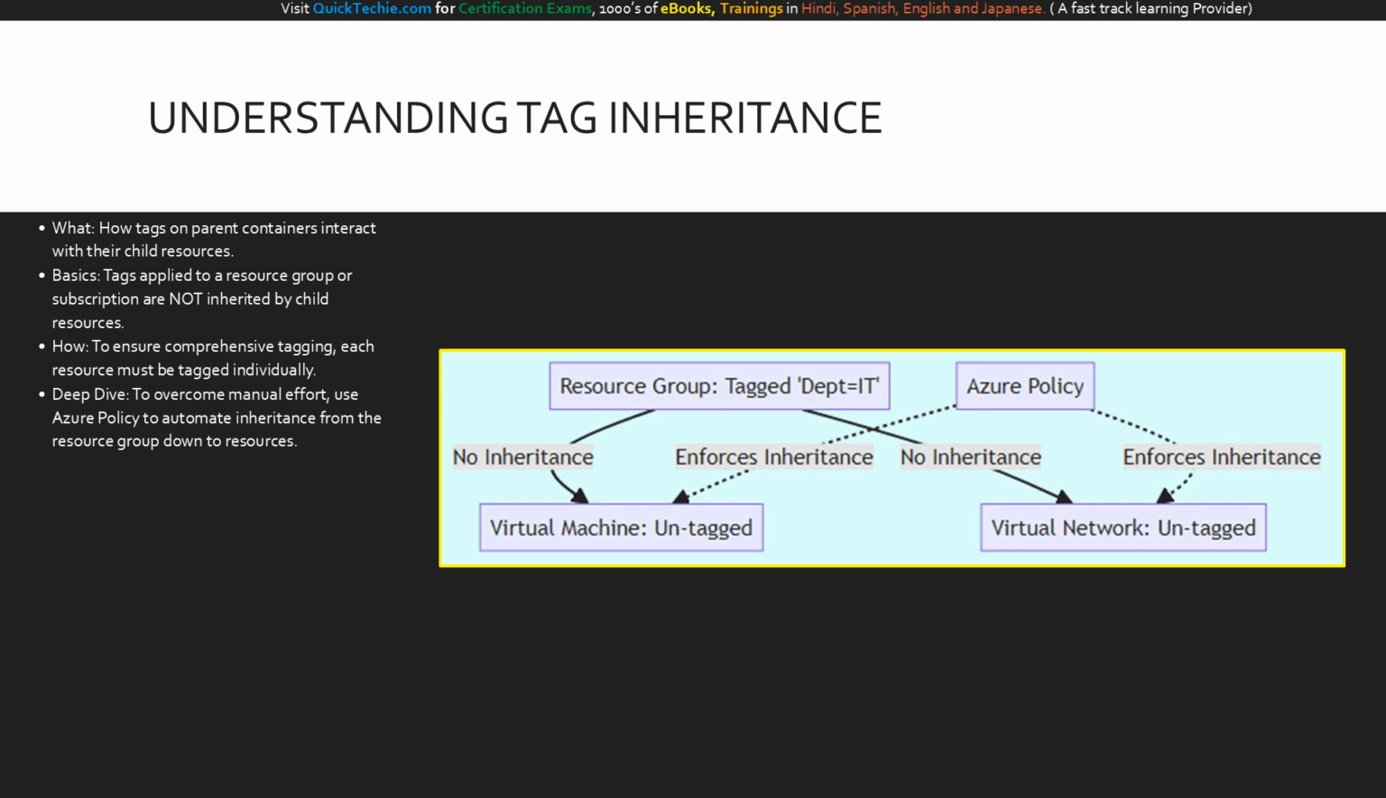This visual demonstrates the inheritance gap. The resource group at the top is tagged, but the red solid lines show that the virtual machine and virtual network below it receive no inherited tags. The dotted green lines indicate how Azure Policy can bridge this gap by enforcing the tag application.